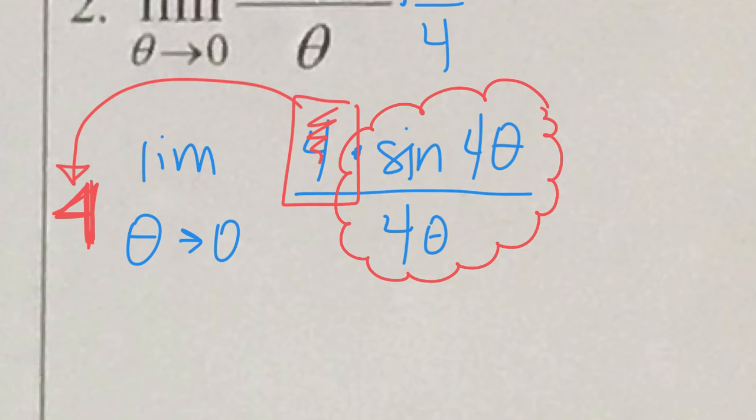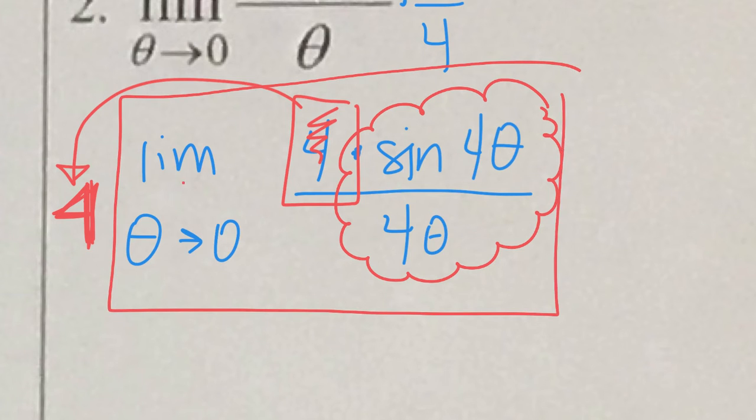Yeah, that is 1. This whole entire thing is 1. The limit of this function is 1. So you just drag out the 4. I just dragged out the 4 because that's one of those properties, right?